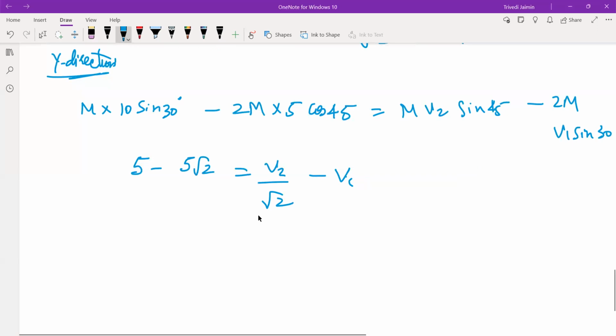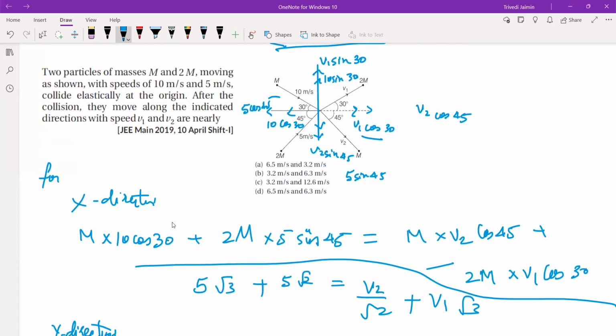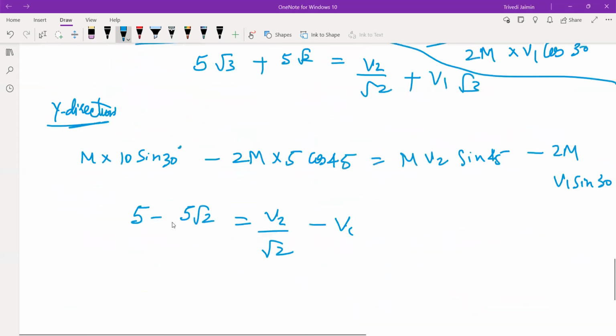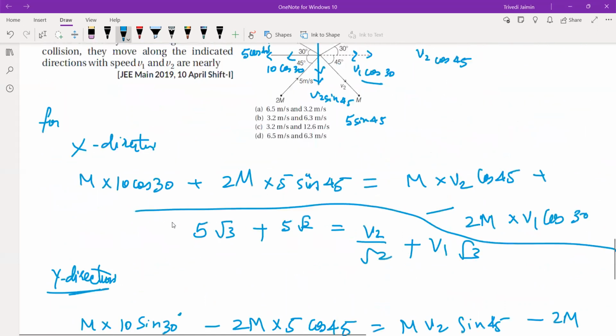If we solve both equation 1 and 2, we'll get the value as 6.5. Do we have option 6.5? 6.5, and that is for the first one, V1. Now the same thing you find for V2, you get option 6.3. That is option D.